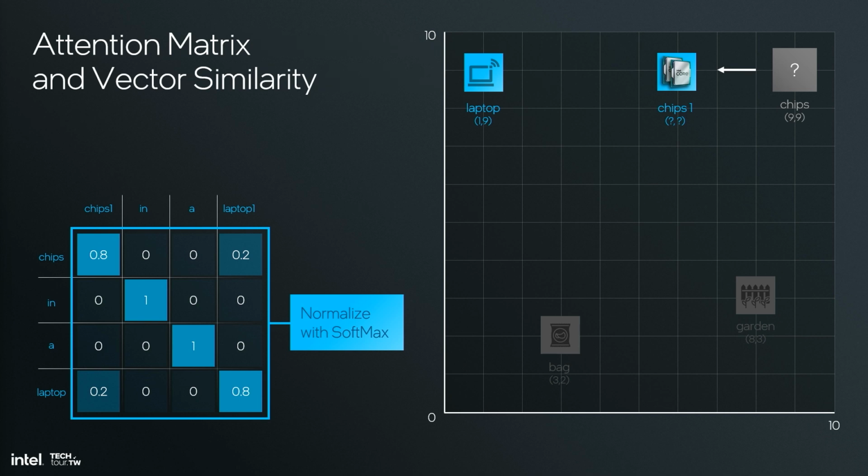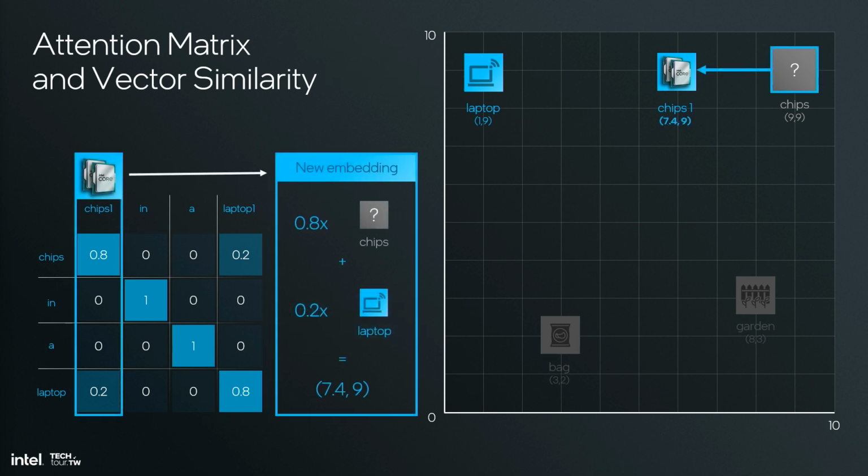So the key thing is, to do this operation, you need a matrix multiply accelerator, you need a softmax, and you need a normalizer. Now after that, you're going to get a new embedding. So this new embedding, which is now going to be 7.4 by 9, actually moves chips from 9.9 to 7.4 by 9. And the hard part to understand is the number of dimensions is the same, the values have changed. Okay, and now those values represent the full context. It's not just chips, it's chips in a laptop.